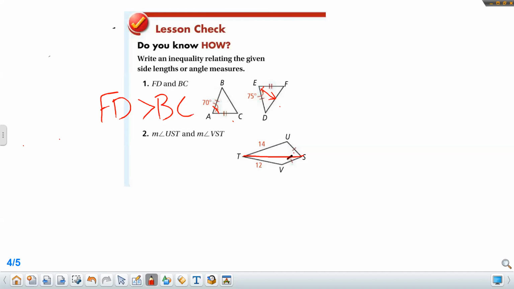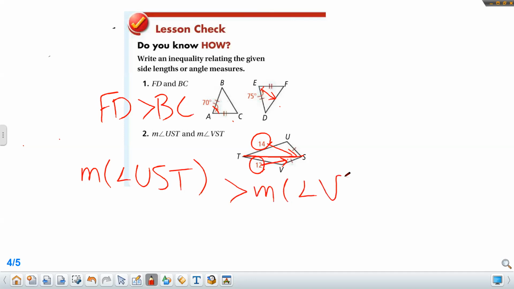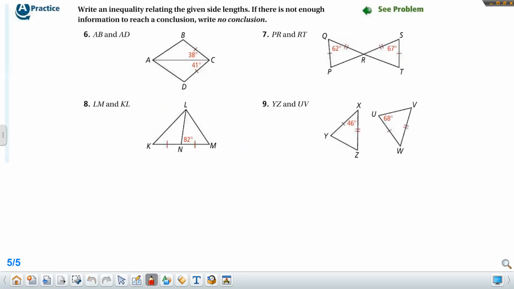First, look at the opposite sides. The opposite sides are UT, which is 14, and VT, which is 12. Which is bigger? 14. So the angle opposite to 14 is bigger than the angle opposite to 12. So we can say measure angle UST is bigger than measure angle VST. Okay, it's easy.